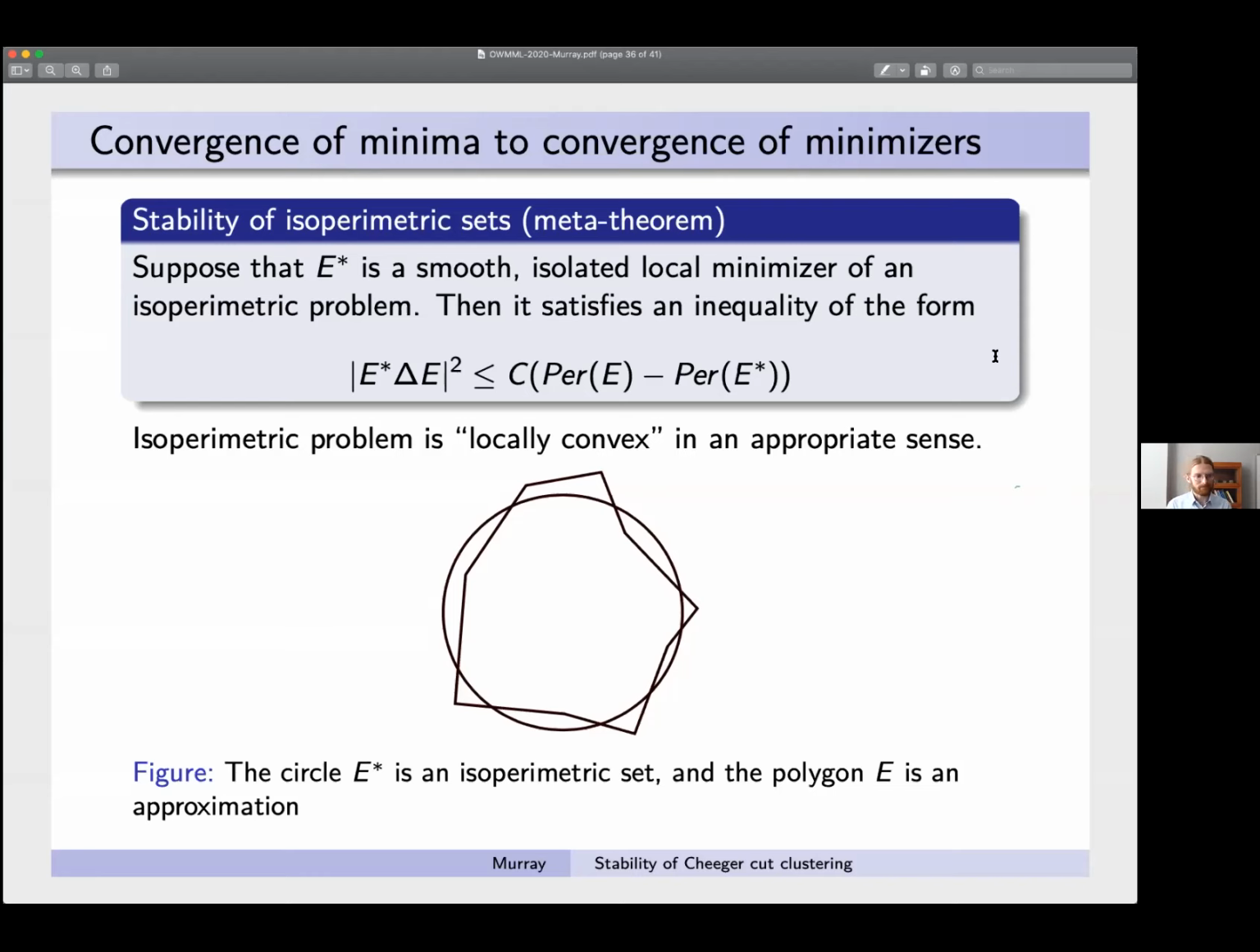Just to illustrate here, if we think about fixing a volume, then the circle is the minimizer of the isoperimetric problem fixed to that volume in R2, for example. And then I look at some polygon here, and I say, look, the perimeter of the polygon is relatively close to the perimeter of the circle, and it encloses the same volume. Then I can actually show that the polygon in an L1 sense is also close to the circle, okay? So that's just an illustration of the type of setup you would have. There, E star would be the circle, and E would be the polygon, and you would be able to quantify the L1 distance between the two by using the perimeter, using an inequality of the form above.